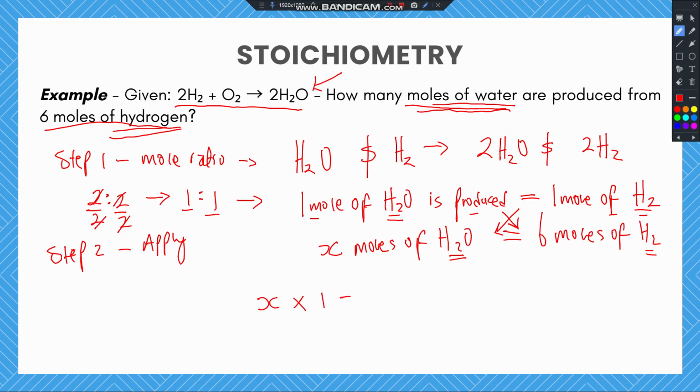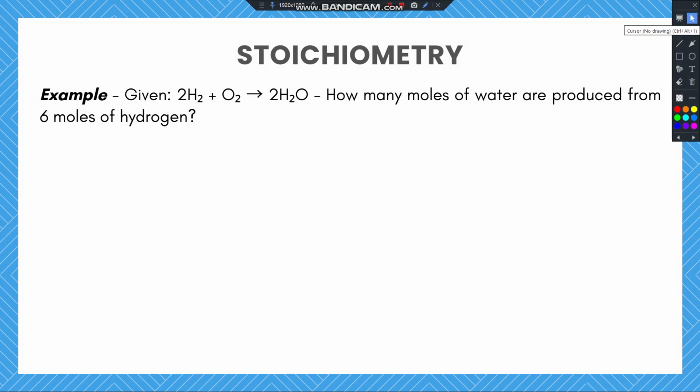So at this point I can cross multiply, and when I cross multiply I have X times 1 being equal to 6 times 1. So this leaves me with X, and this is 6 moles. So the answer to that question is 6 moles of water. 6 moles of water are produced from 6 moles of hydrogen. I'm sure you can see how the question was tackled step by step.